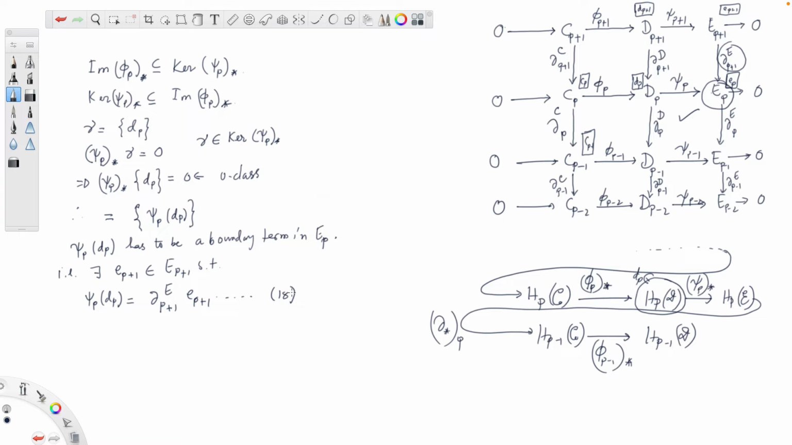Good. Now, since psi p plus 1 is surjective, there exists dp plus 1 in the group big dp plus 1 such that psi p plus 1 acting on dp plus 1 is equal to EP plus 1. This is equation number 19.